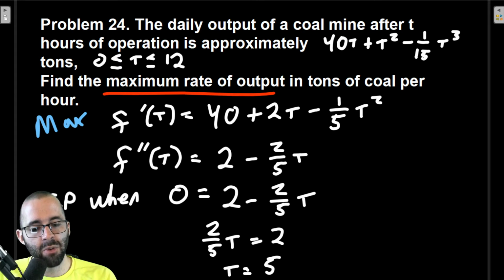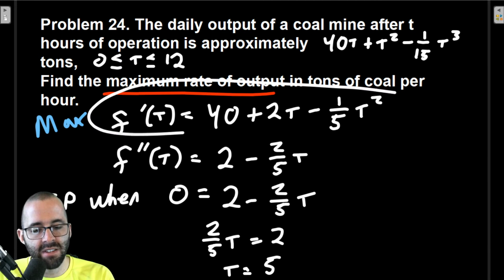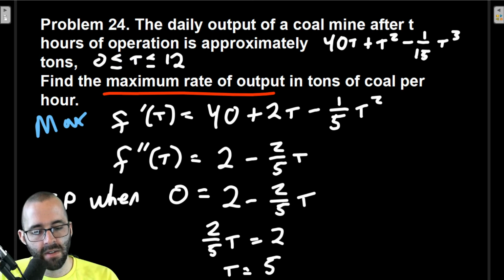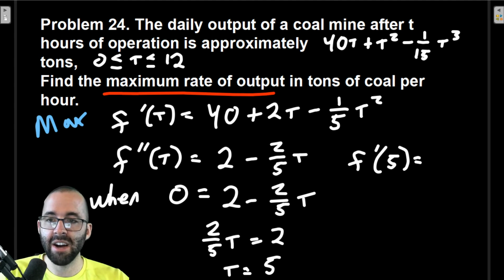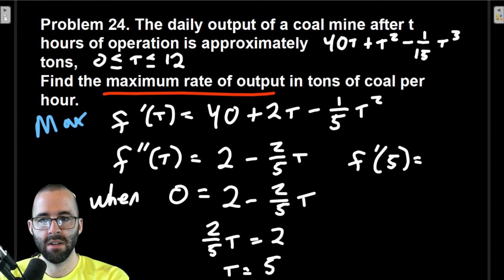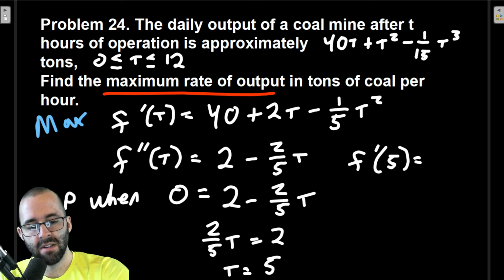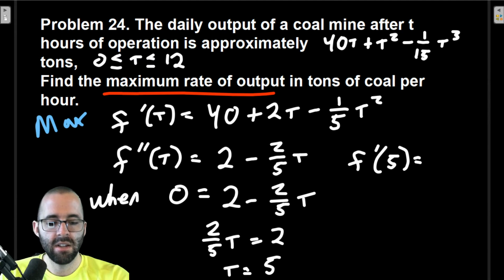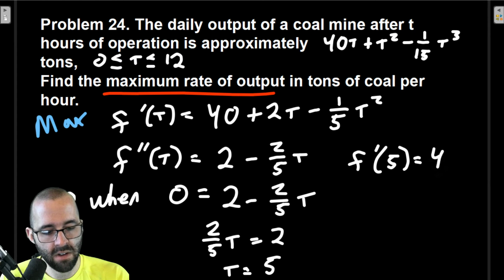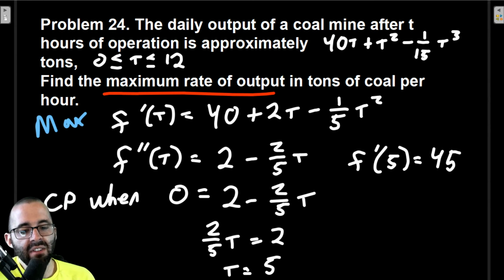So what is the rate of output when t is equal to 5? And again, we're maximizing the rate, so this is our objective function. So f prime of 5 is going to equal, when we plug in 5 there, 40 plus 2 times 5 minus 1/5 times 5 squared, which is going to give us 45. So after 5 hours into the shift, the rate of output for these miners is 45 tons of coal per hour.